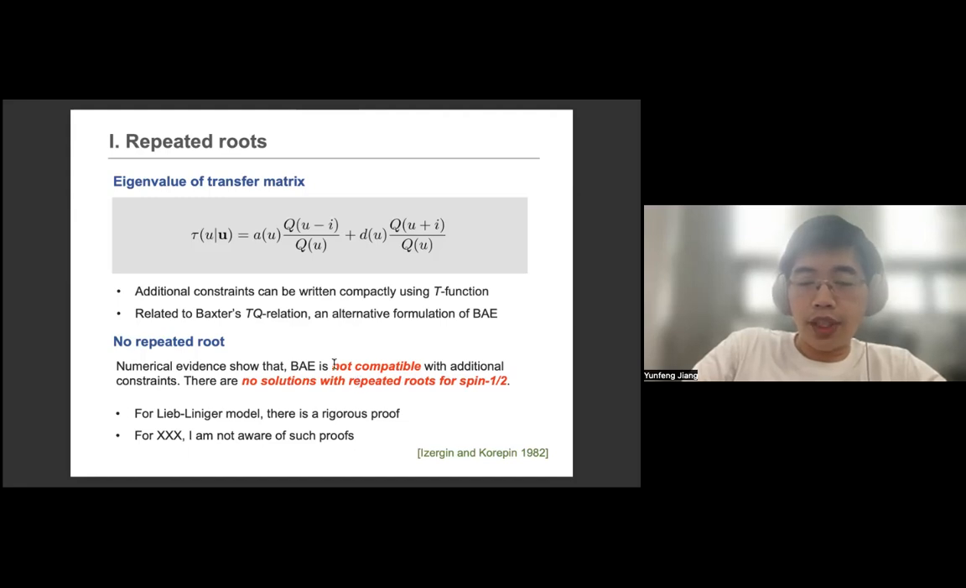So there's a lot of evidence that we don't have repeated roots, but at least as far as I know, maybe I was wrong, there's no proof yet. So I hope that if there are experts in the audience, if you know the proof, please let me know. I only know that for the Lieb-Liniger model, this has a proof. The proof was given in a paper by Izergin and Korepin in 1982, but for XXX, we still lack this proof. But the fact that we accept is that there seem to be no solutions with repeated roots for the spin 1/2 case.